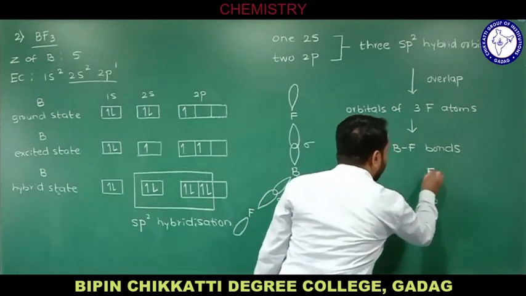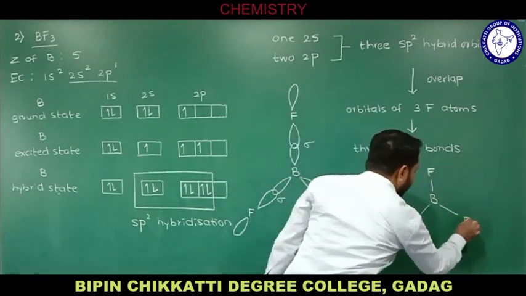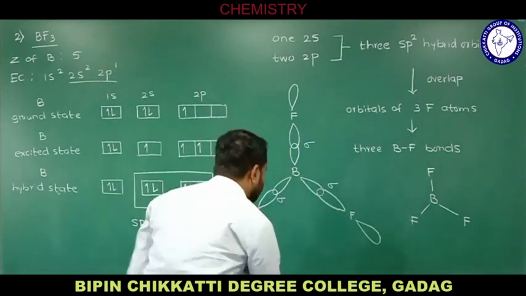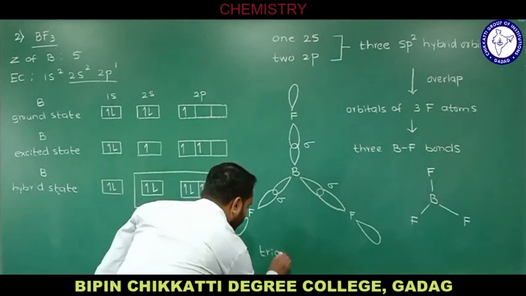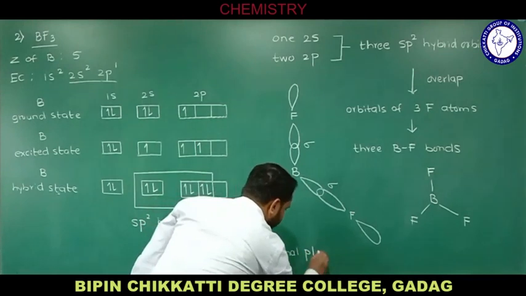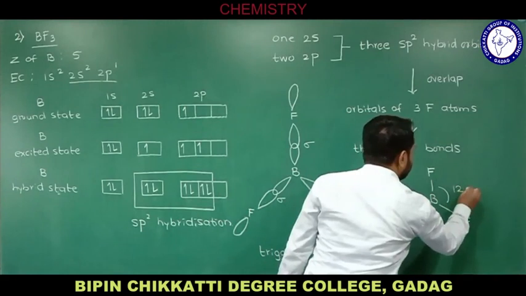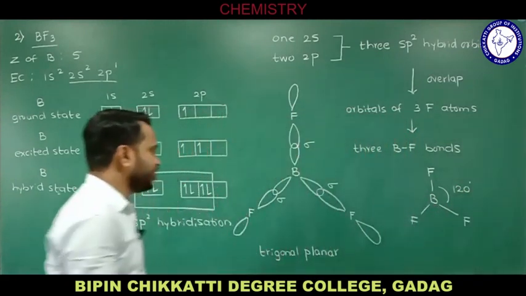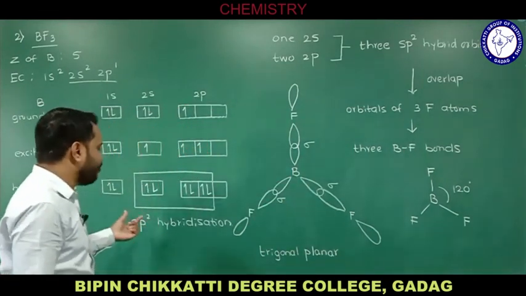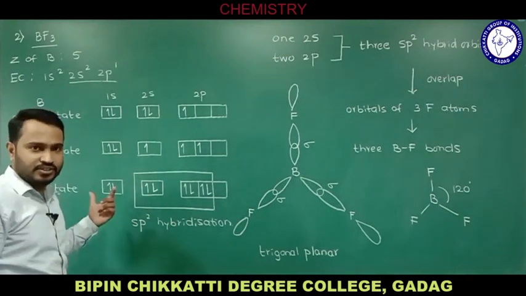There is a bond between B and F like this, and this is how I can mention one more BF bond and one more BF bond. So 3 BF bonds we have. And now you can guess what would be the shape. The shape will be trigonal planar. The shape of BF3 will be trigonal planar, and the bond angle is 120 degrees. So this is how we can represent the geometry and the bond angle, and the type of hybridization involved in BF3 is sp2 hybridization.